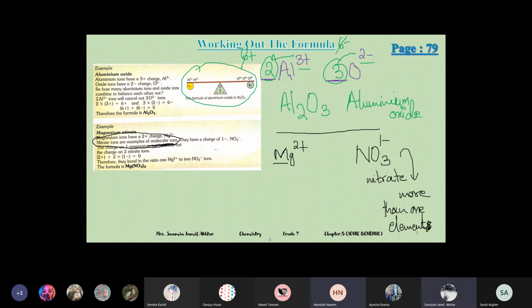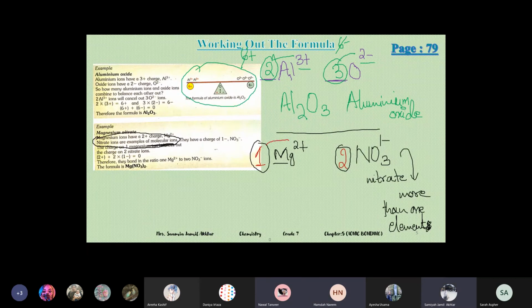Okay, so magnesium is having 2 plus and nitrate is having 1 minus. Very simple. Which number should we write? Which number with magnesium? 1. And with nitrate? Plus 2 with nitrate. Good, 2 with nitrate.